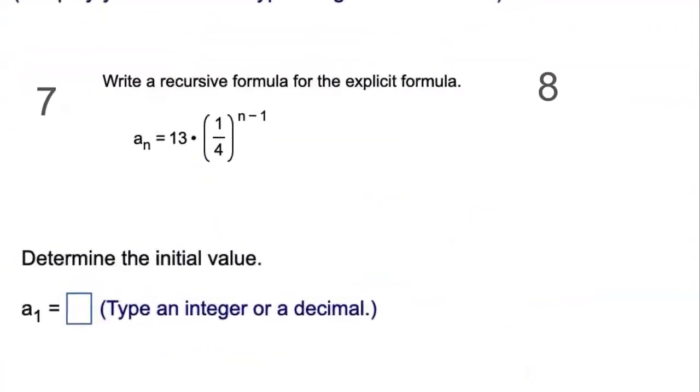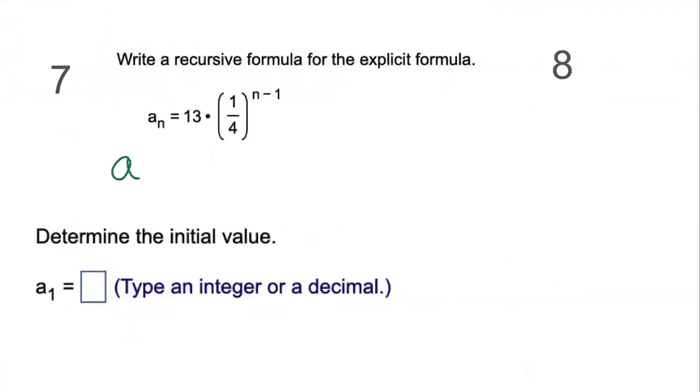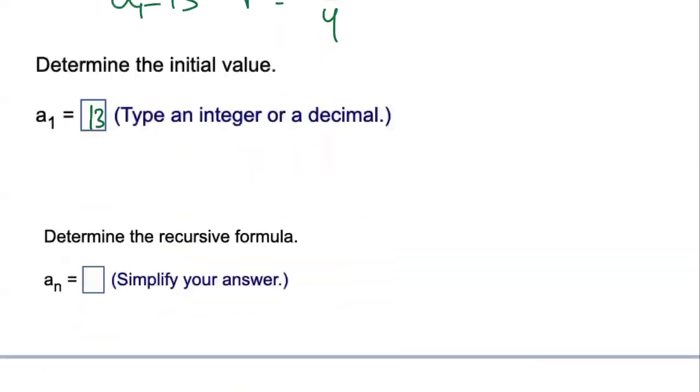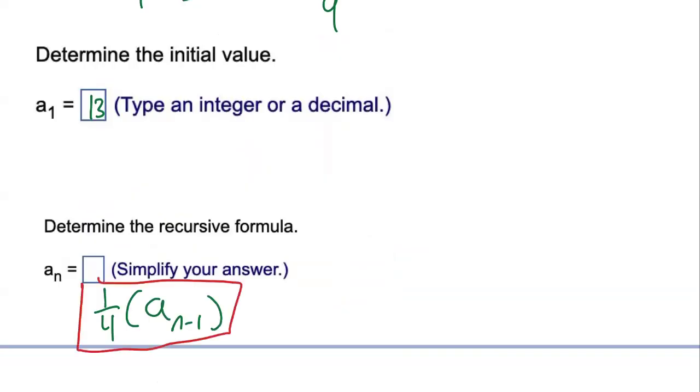Number 7 says write a recursive formula for the explicit formula. So it's kind of the exact same thing. 13 is my first number, and then every number I'm dividing by 4, or in this case, multiplying by 1/4. So a sub 1 is just 13, and then for my recursive formula, it is 1/4 parentheses a sub n minus 1. And this is the recursive formula for my first term and my formula.